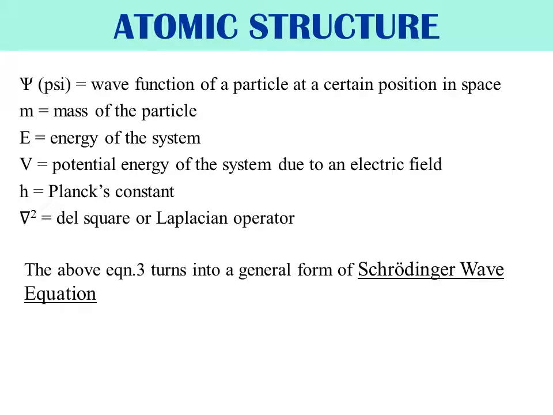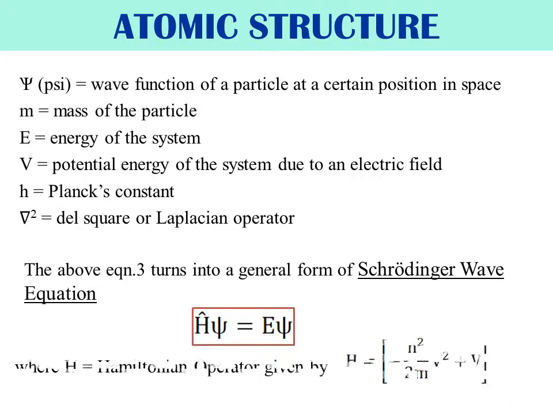The wave equation 3 turns into a more general form of the Schrödinger wave equation. It's a more compact and general form of Schrödinger's wave equation. It's given by H cap psi equals E psi, where H cap is called the Hamiltonian operator, given by minus h bar square by 2m into grad square plus V. If you ask how this is coming, it's not so difficult. You can just derive this.